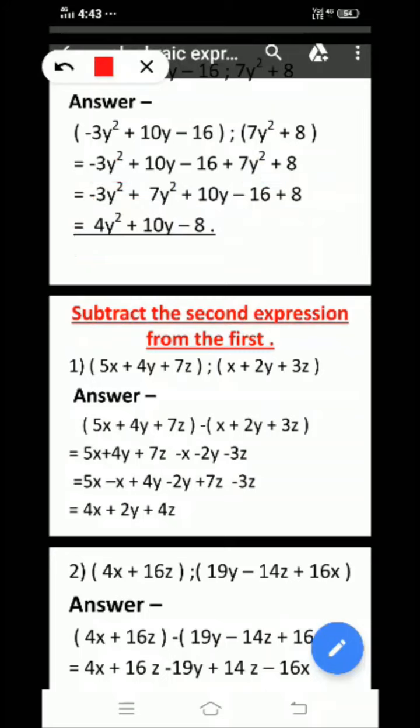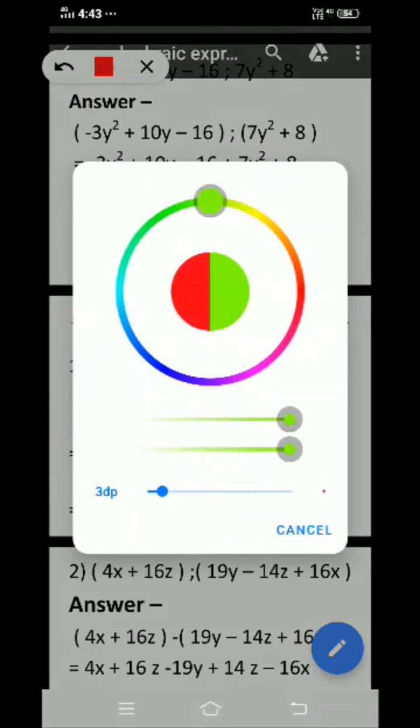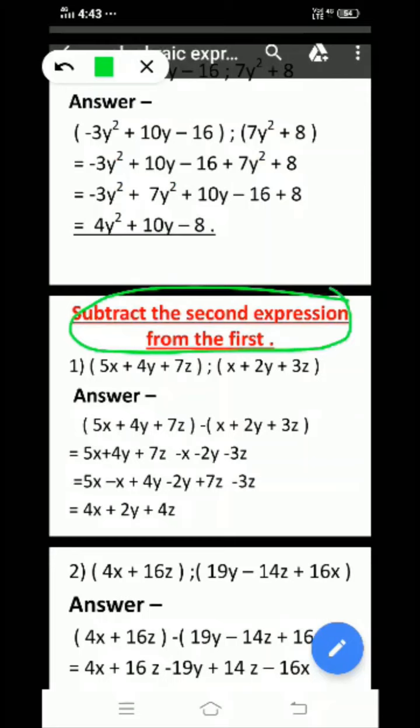Now see, next is subtract the algebraic expressions. Subtract the second expression from the first. Listen to the question carefully, understand the question carefully, because understanding of the question is most important. There are two algebraic expressions given to you. You have to subtract this second expression from this first expression. For that, see what you have to do.